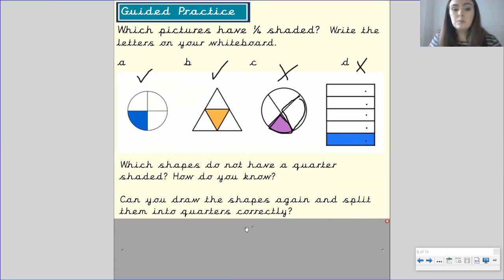Can you please draw these shapes again and split them into quarters correctly? So you need to draw the circle and split it into quarters correctly. And you need to draw the rectangle and split it into quarters correctly. So pause the video to have a go at doing that now.